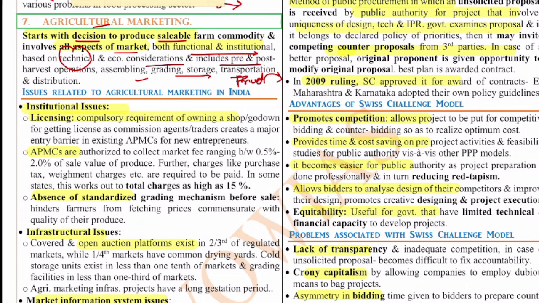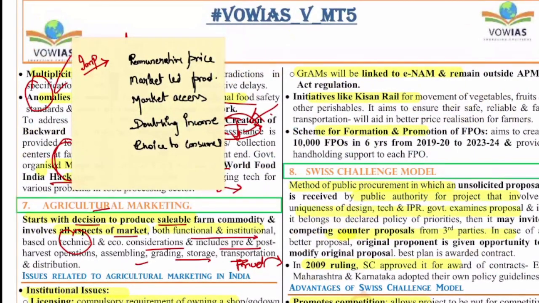So agriculture marketing essentially involves the buying and selling of the agricultural produce. Okay. But this agri marketing is very important. Why is it very important? Because this agri marketing is the major thing that helps in ensuring this remunerative price to the farmers. Because without proper marketing, the farmers will not get right price for the crop.